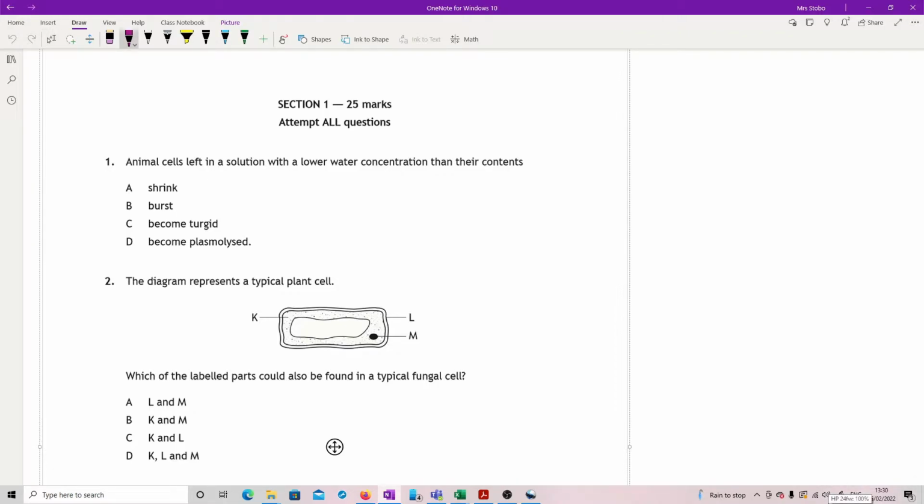Right, animal cells left in a solution with a lower water concentration than their contents. What will happen? Okay, animal cells. So here's our animal cell with a nucleus. If we've got low water concentration outside, that means it's high water concentration inside. Water will go out, so they will shrink.